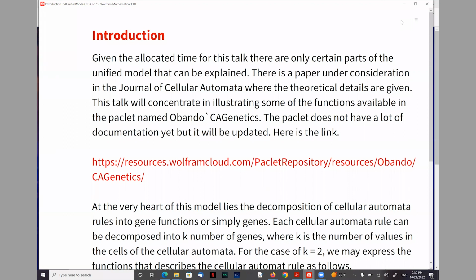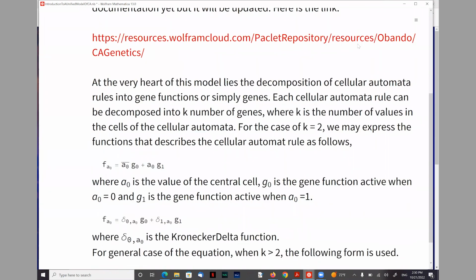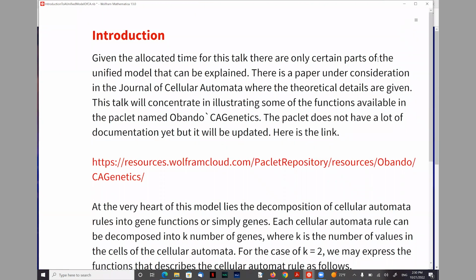So basically, what I'm going to do today is just start with a little bit of the theory, not much, but then highlight some of the functions that are available in the Padlet. So let me start with the detail, the theory of this. I'm hopefully working right now with an editor in a Journal of Cellular Automata on a paper that goes a little bit deeper into all the theory, and it's about a 30-page paper. So I'm not going to do that here.